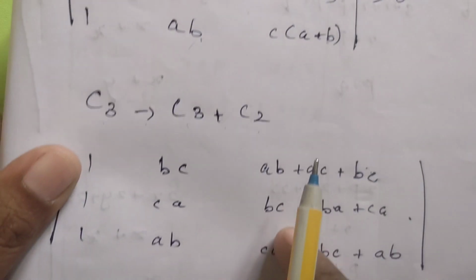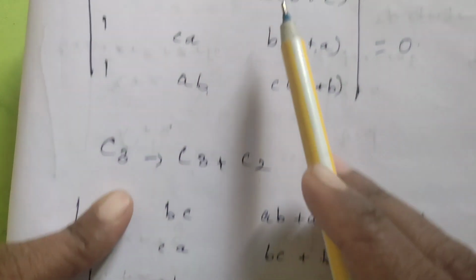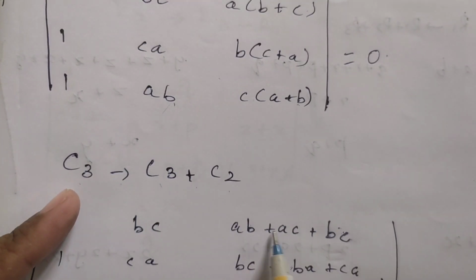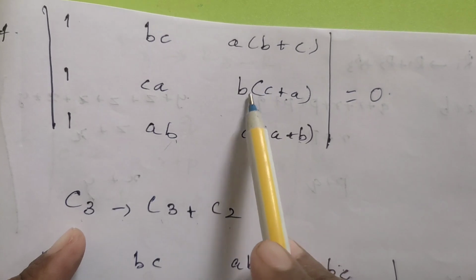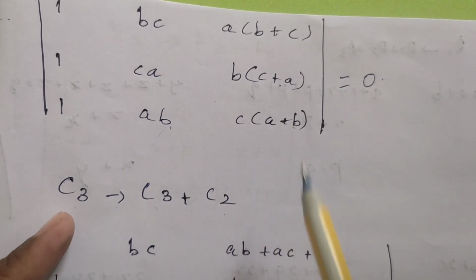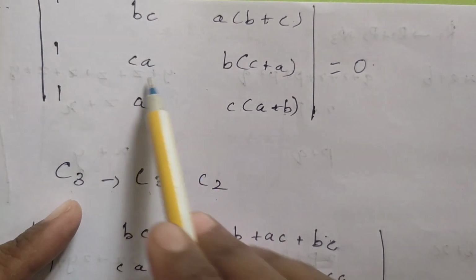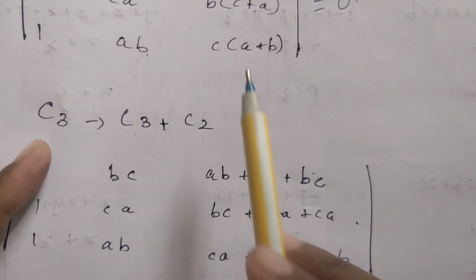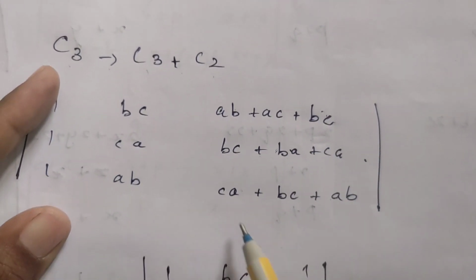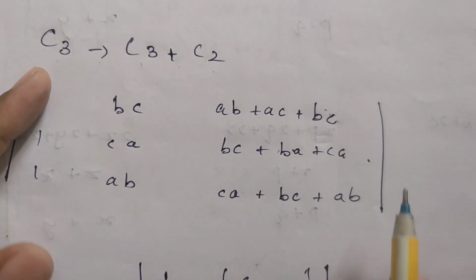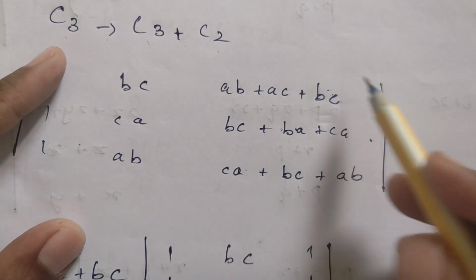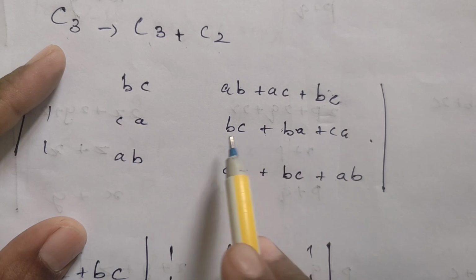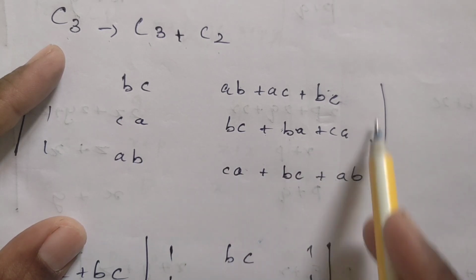So what happens if I do so? Here I have ab plus ac, here bc. So ab plus ac plus bc. Again here bc plus ba, bc plus ba plus ca. Next, ab plus ca plus cb, ca plus cb plus ba. Now all these terms are ab plus ac plus bc, ab plus bc plus ca. So all these are the same.